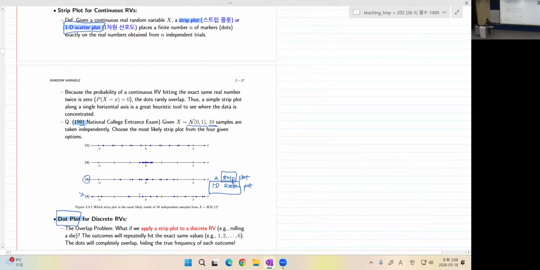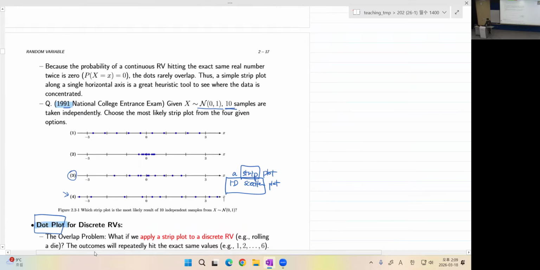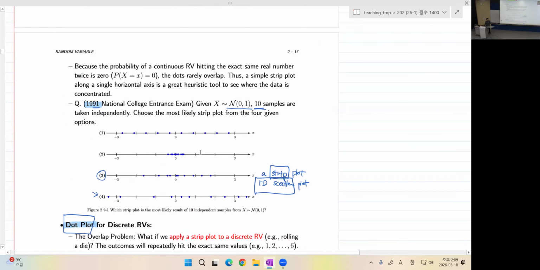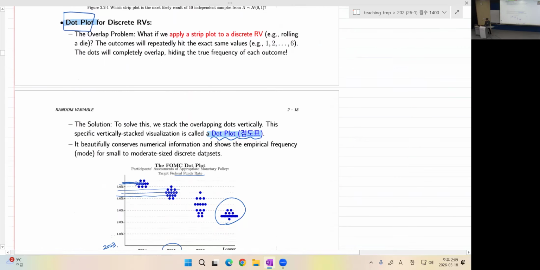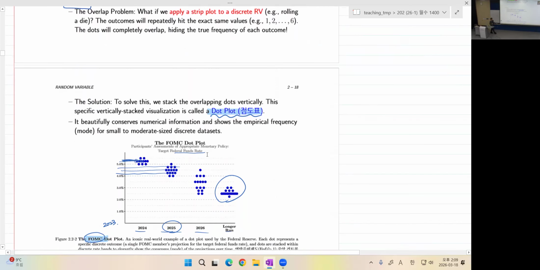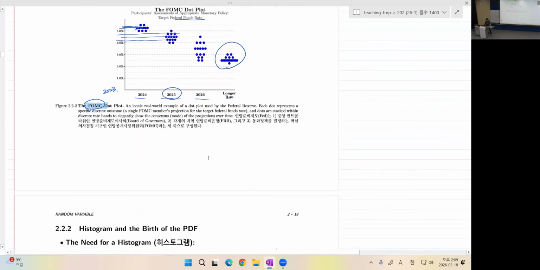And this is from the college entrance exam, at that time called 학력고사. And the second one was the dot plot. And this is very, very famous, the United States FOMC dot plot. FOMC 점도표.